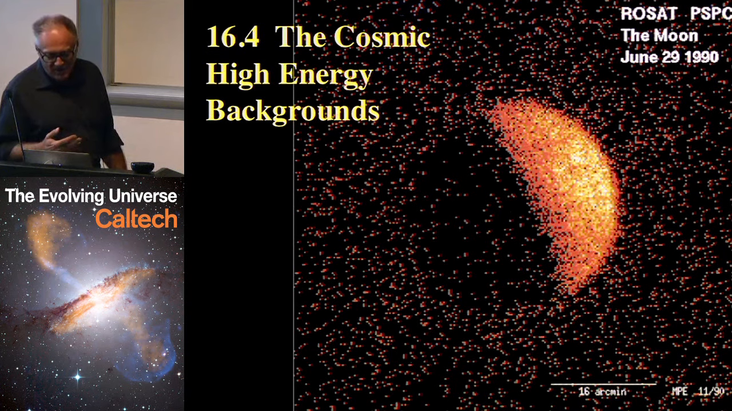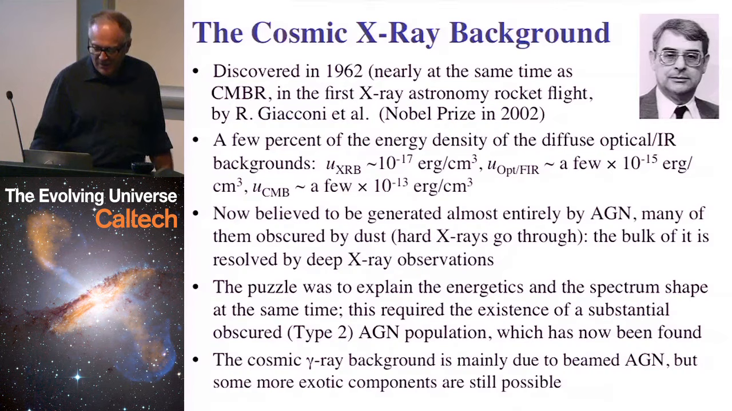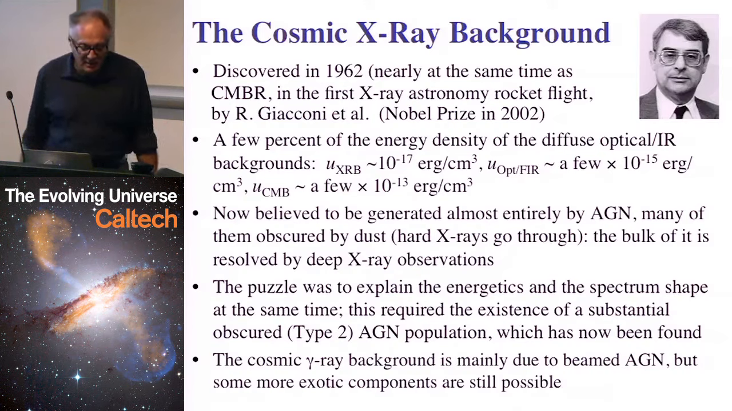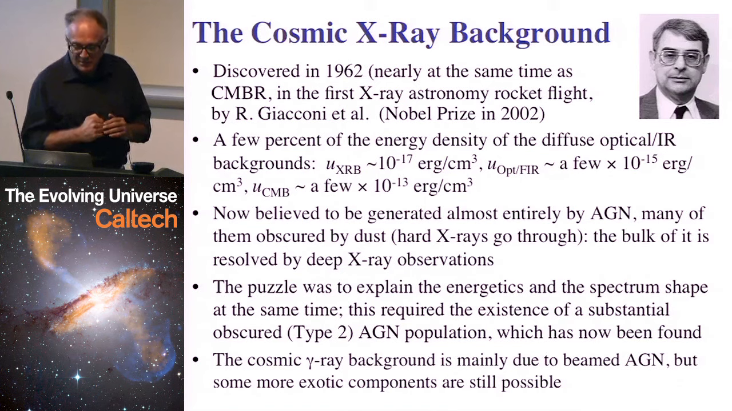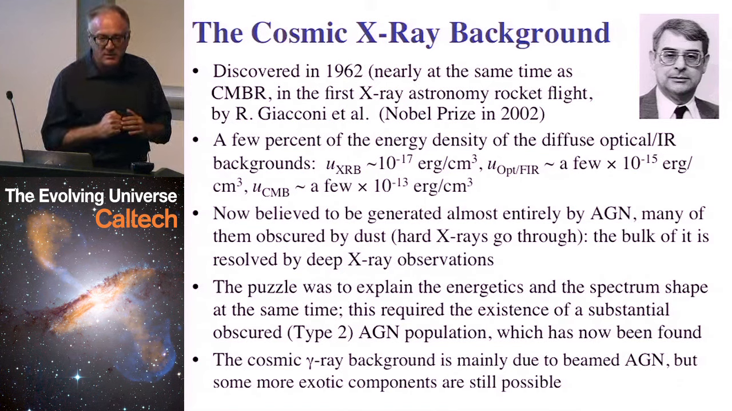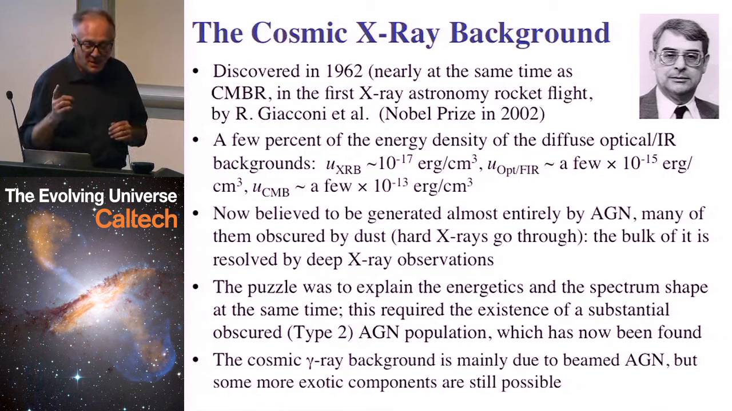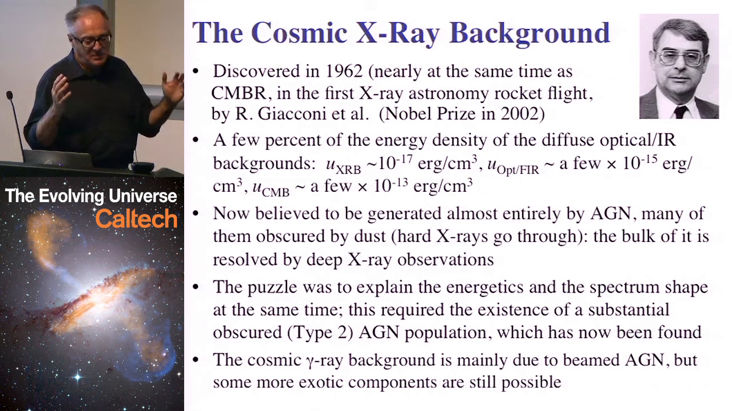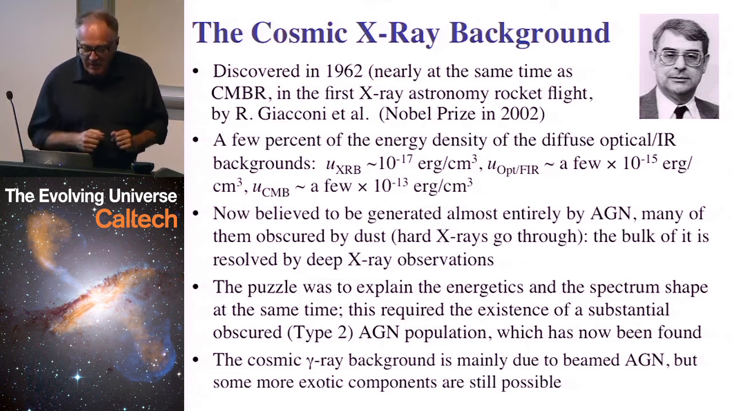Ironically, the first X-ray observations in astronomy were done trying to detect the moon, and they didn't. But much later with a satellite, they took this picture. So the beginning of X-ray astronomy was one rocket flight in 1962, led by Riccardo Giacconi. Here he is. And he got the Nobel Prize for this 40 years later. In that one rocket flight, they discovered the first cosmic X-ray sources other than the sun, and also a uniform background of X-rays coming from everywhere, which is now called the cosmic X-ray background.